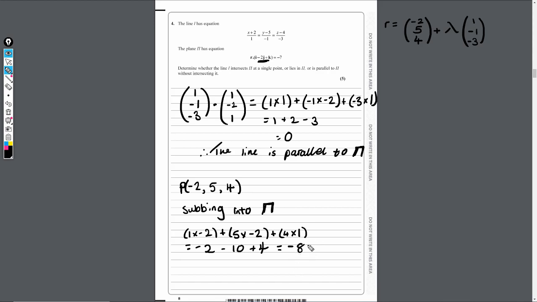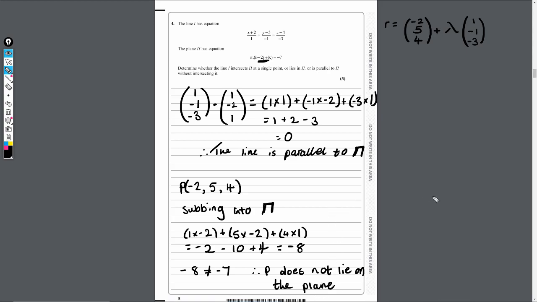So this clearly isn't equal to -7, right? So -8 is not equal to -7. Okay, so this would have been a contradiction if we'd have said -8 is equal to -7. So therefore P does not lie on the plane.